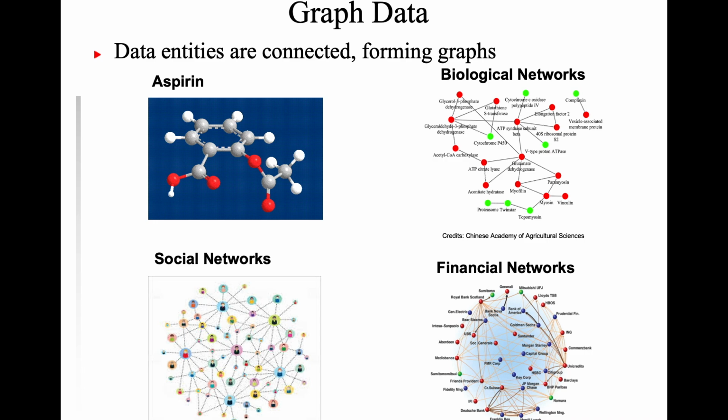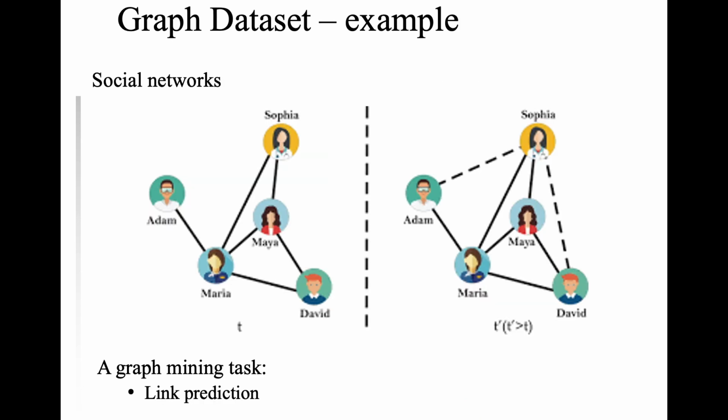So, for example, in a social network, what could be the nodes and what could be the edges? The nodes would be people, and the edges would be a relationship between people. Yes, what connects those nodes is a friendship or the relationship between those users. And here you can see a graph data set.